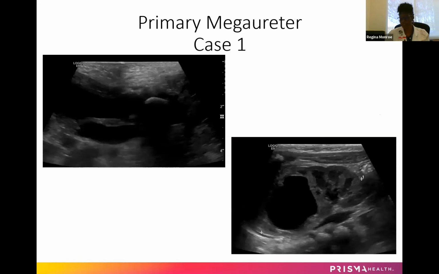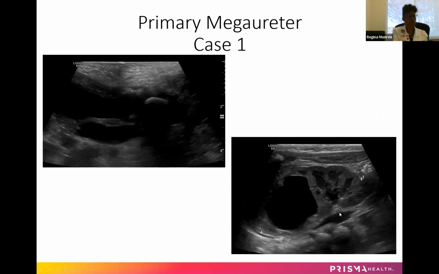So case number one is a 5-week-old female who presented with febrile urinary tract infection. As part of that diagnostic workup, we performed a renal ultrasound and a voiding cystourethrogram. These are a couple of representative images initially from the renal ultrasound. As you can see, this is the bladder here. There's no intravesical pathology, but then we do see a dilated ureter behind the bladder.